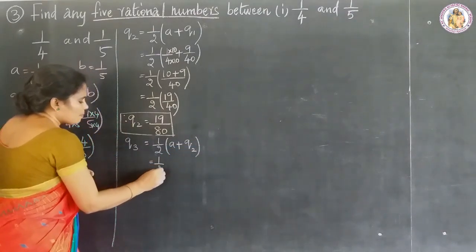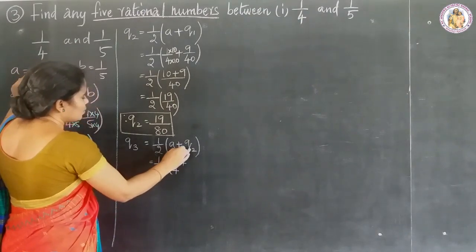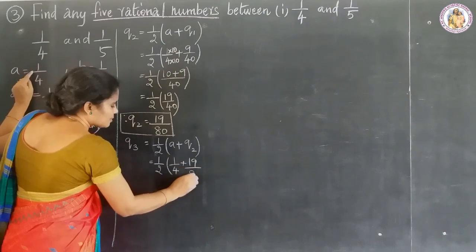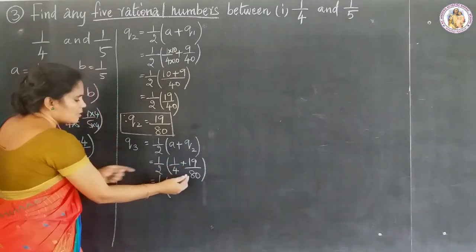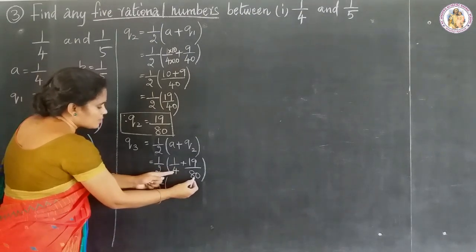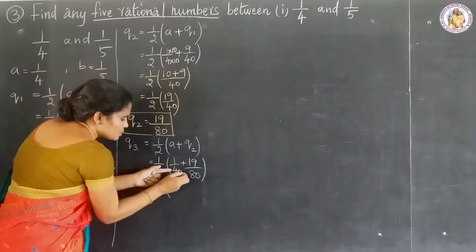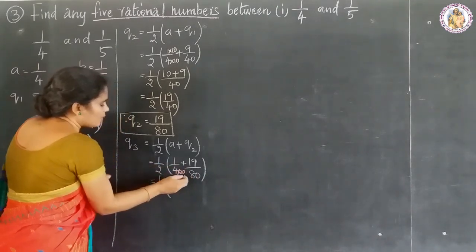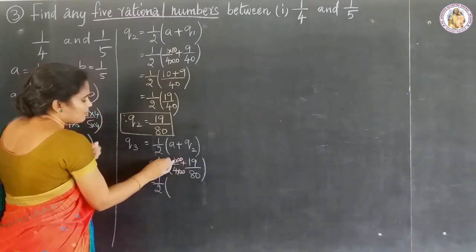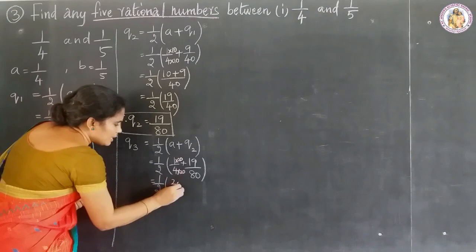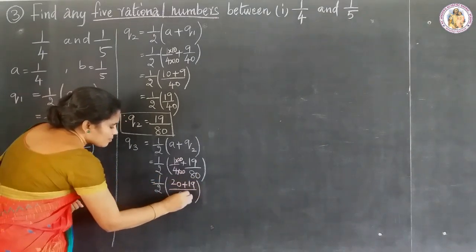1 by 2 into A, we have 1 by 4 plus Q2, 19 by 8. So 1 by 2 into 4 twos are 8. Okay, so that you have to multiply with 20. So 4 twos are 8 and 0. To make it equal, or else go with LCM. Multiply with 20. 20 ones are 20 plus 19 divided by 80.